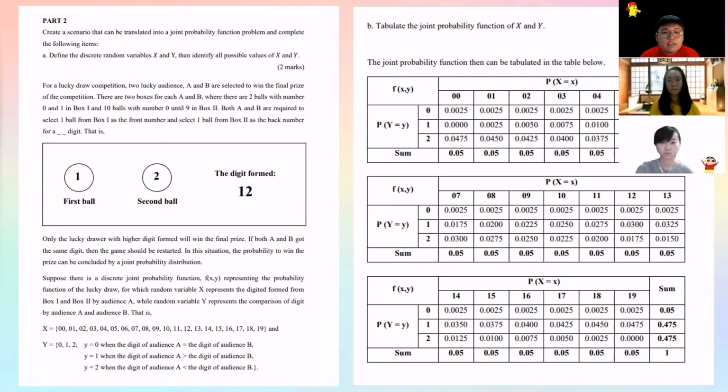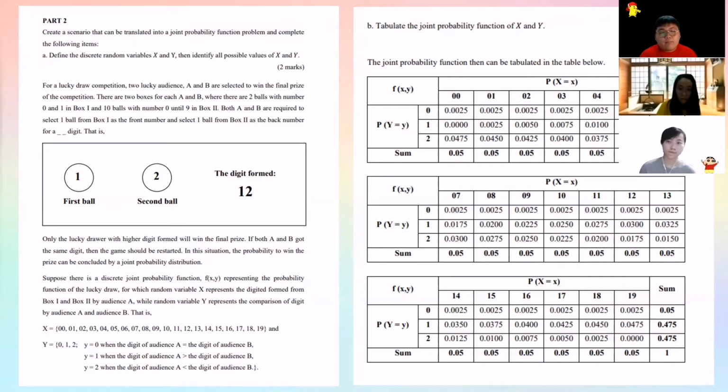And for the condition Y equals 0, the probability for A and B to get the same number is only (0, 0). That means 1/20 times 1/20 will get 1/400, which is 0.0025. So the same method is used to calculate the other probabilities and tabulate them into this table. And we can notice that for every random variable X, from 0 until 19, the probabilities are the same, which is because the game is fair.